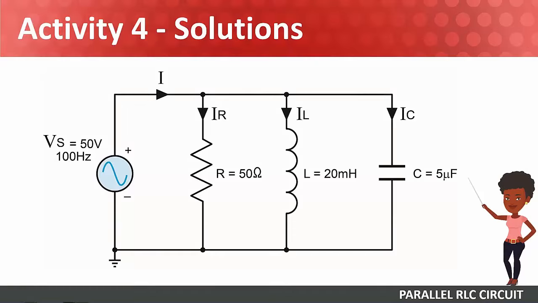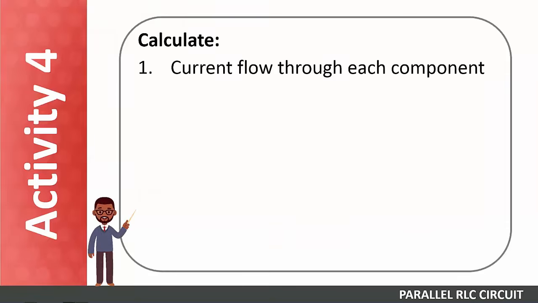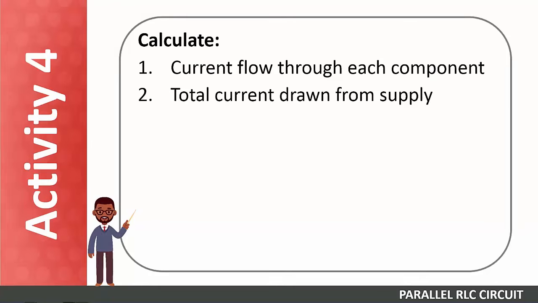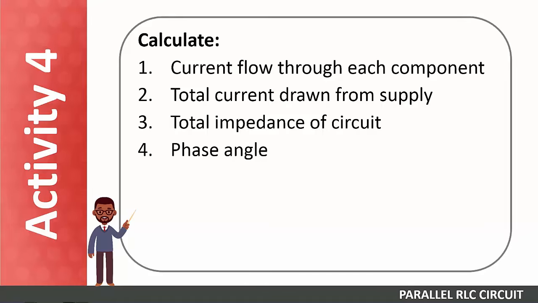Let's do some calculations. You are asked to calculate the following: the current flow through each component, the total current drawn from supply, the total impedance of circuit, and the phase angle. Take a few minutes now to do these calculations yourself. Then we will go through the solutions together.